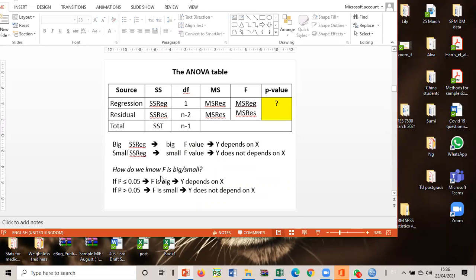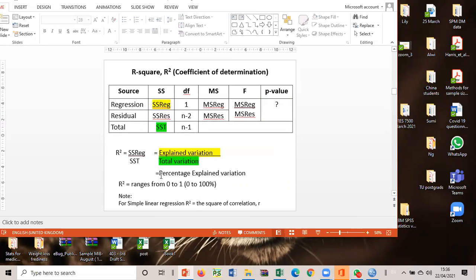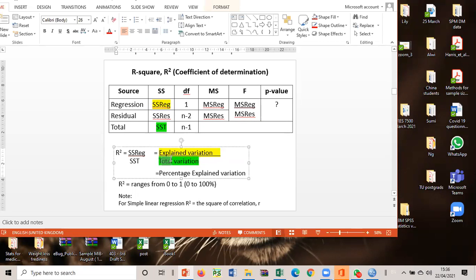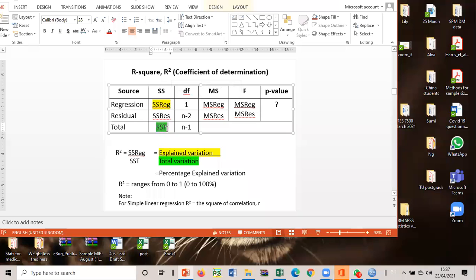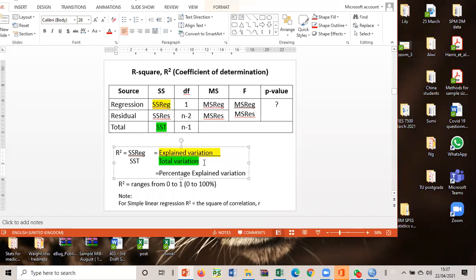Let's go to what R square is. Is it regression over residual times 100%? That's a mistake in the previous notes. It's not explained over unexplained. Can you correct it? It is explained over the total, right? Yes, Prof. It is explained over the total, right?